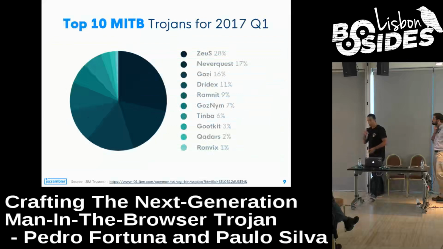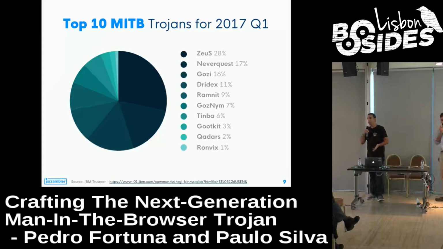So here you can see the most prevalent Trojans in the first quarter of 2011, according to a study by IBM. And it's interesting because the top one is Zeus, which was the first, if you remember, and is still in the first position. And the second and third, NeverQuest and Gozi, are actual variants of Zeus. So in many ways, they haven't changed for quite a while, and they are still effective and still in the wild doing damage.